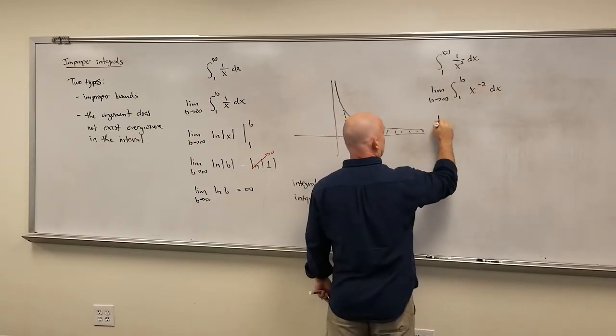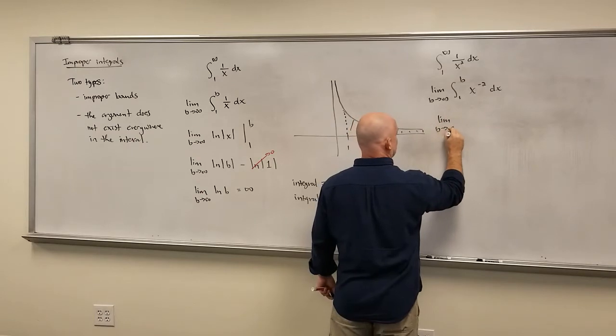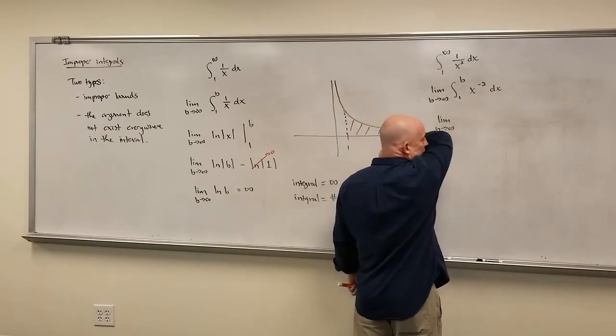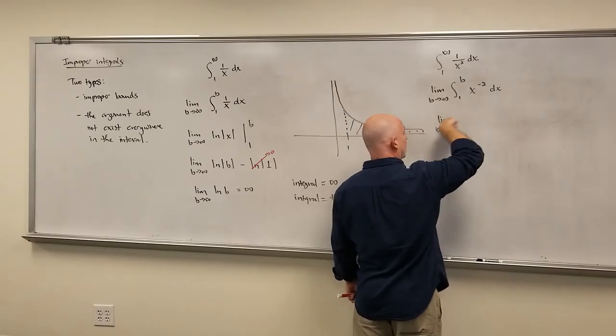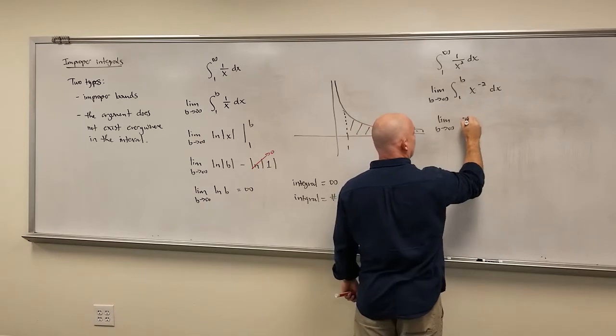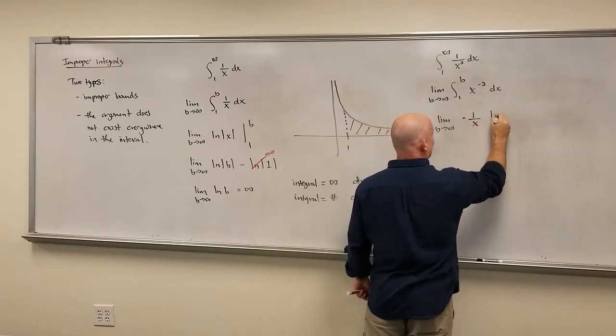We integrate that, so it's the limit as b goes to infinity. We bring up the power, add 1 to the power, divide by the power. Excuse me. When we add 1 to the power, we get negative 1, divided by that, so we get negative 1 over x evaluated from 1 to b.